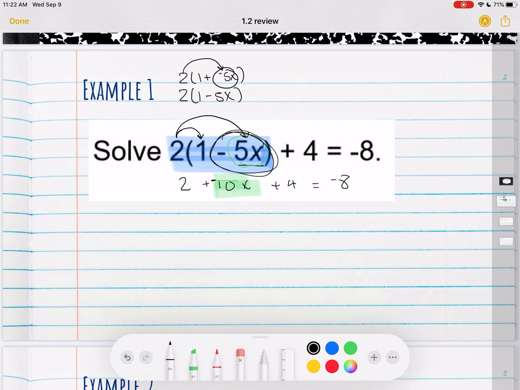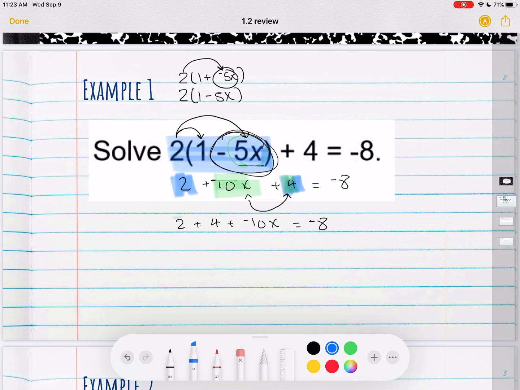Next, I'm going to see if I can find any like terms that I can combine, because right now I have 3 terms, and so far we've only really been working with equations with 2 terms. I have a variable that I highlighted in green. Here are some constants, constant in blue, constant in blue. I'm going to combine those, but first I'm going to rearrange them. Because of the commutative property of addition, I can flip-flop the spots of those. So that's the same as 2 plus 4 plus negative 10x equals negative 8.